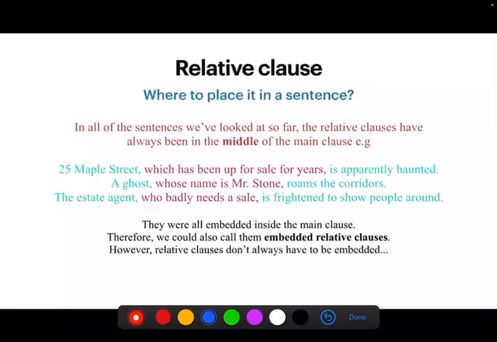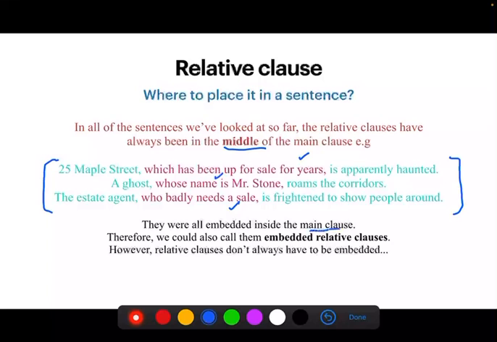Now we have these three sentences over here. 25 Maple Street, which has been up for sale for years, is apparently haunted. A ghost whose name is Mr. Stone roams the corridors. The estate agent, who badly needs a sale, is frightened to show people around. In all these three sentences, we have put the relative clause in the middle, so they were all embedded inside the main clause.